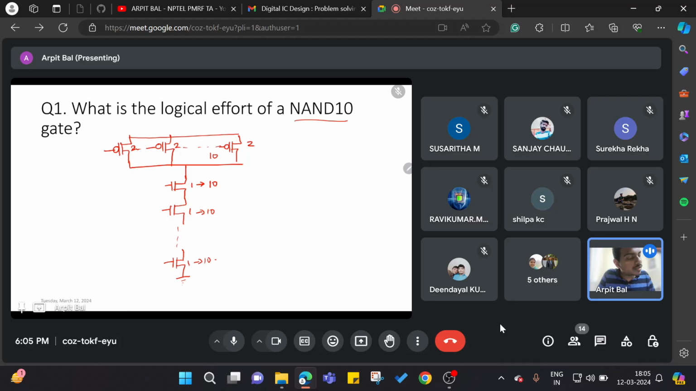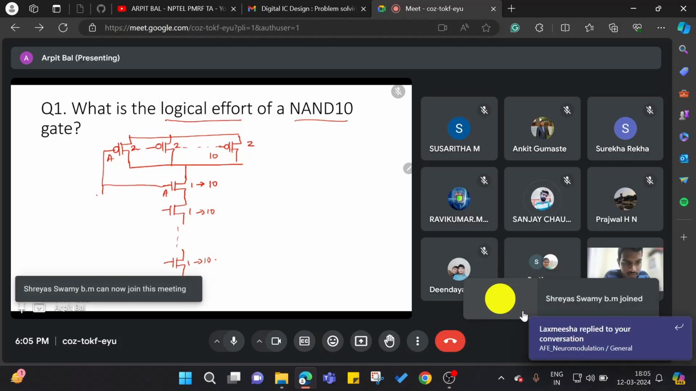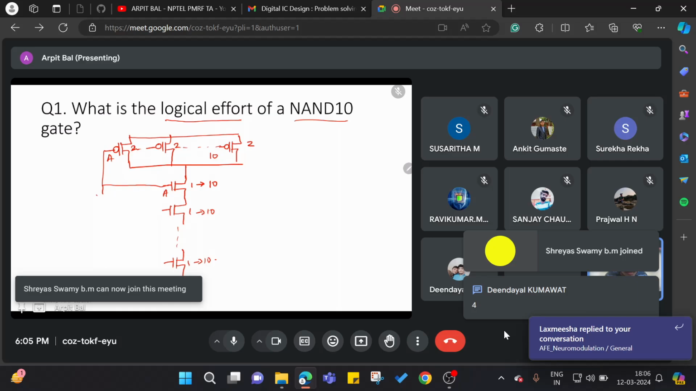We are supposed to calculate what is the logical effort. So let me call this gate A. Can someone tell me what will be the logical effort in this case? 4. Okay, yeah, so the logical effort will be 4.